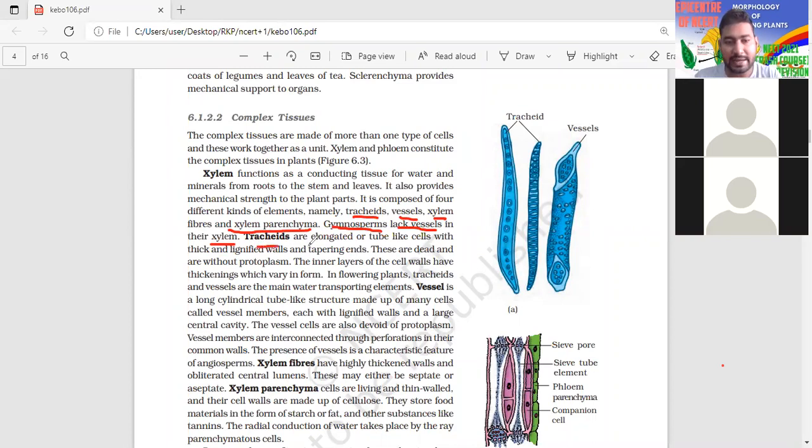Tracheids are elongated or tube-like cells with thick and lignified walls and tapering ends. I told you already, if you check the structure of the tracheids, it will look like this: both ends tapered, a spindle shape. Now here you can see the shape of tracheids. Both ends are pointed. While vessels have a vessel-like structure.